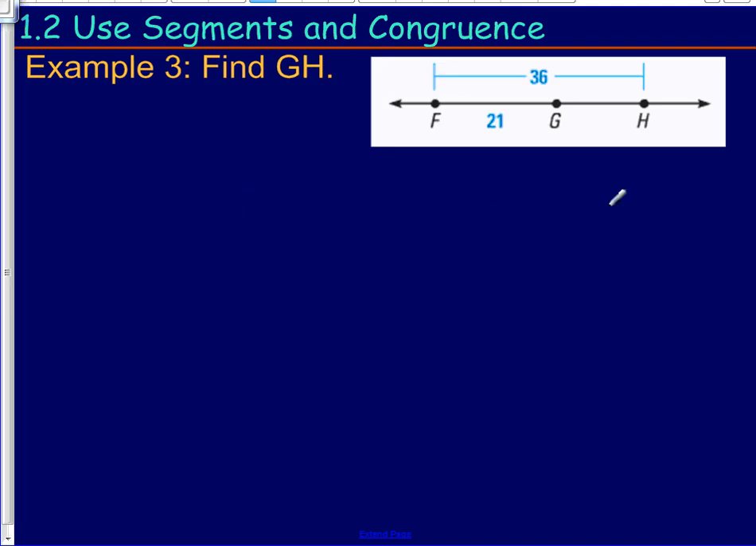Alright, we are trying to find the length of GH. Okay, we don't know what it is. So we know what FH is, and we know what FG is. So we could take 36 minus 21. Okay, we're taking the length of the whole, subtracting part of it, and we will get 15. Okay, so in this case, GH is 15.